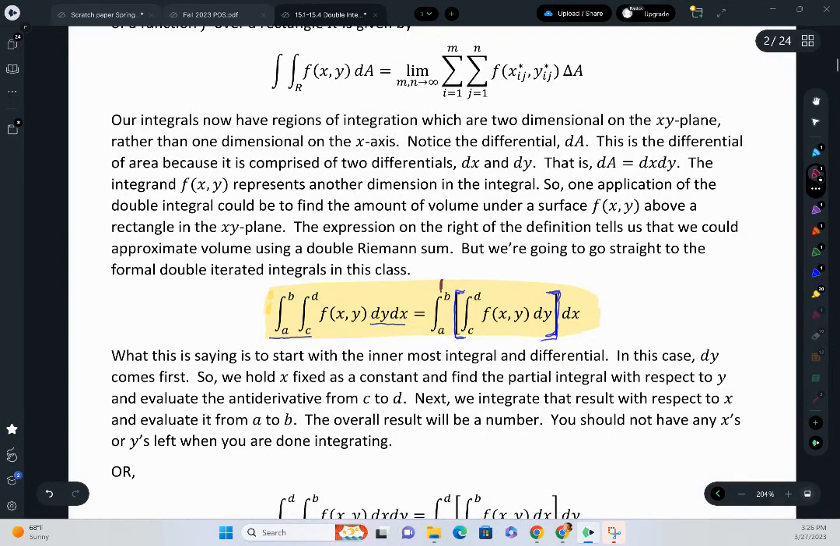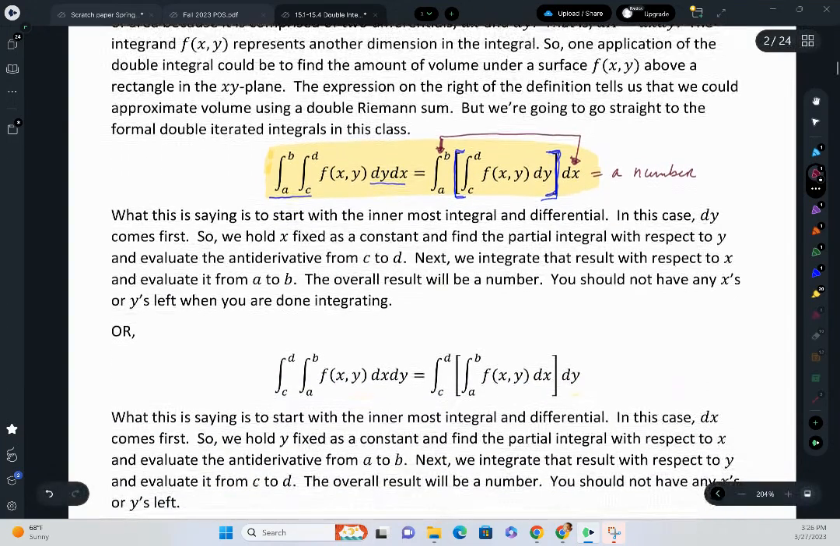And so the outside will be the integral from a to b, and that will be with respect to dx. Okay, so we'll integrate with respect to x. We shouldn't have any y's in there now because we already took care of y. We're integrating with respect to x. We'll get a function of x. We evaluate it from a to b, and we're going to get a number. So we should never get a function when we're done. It should be a number, okay? Might be an ugly number, but it's still a number.